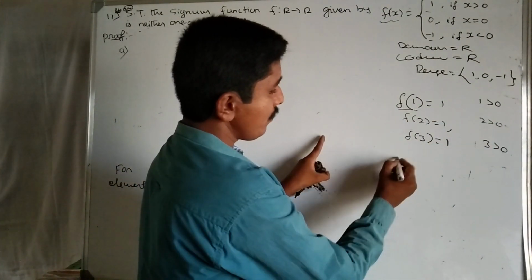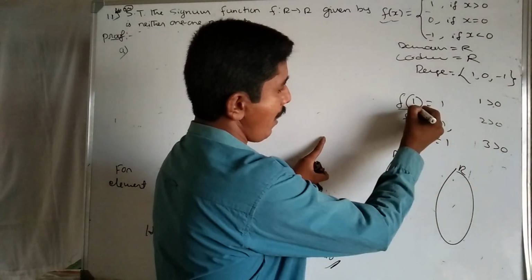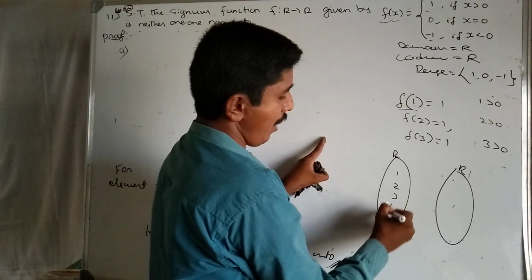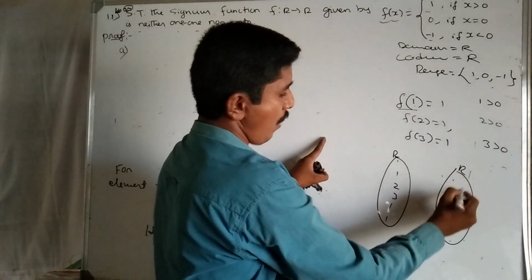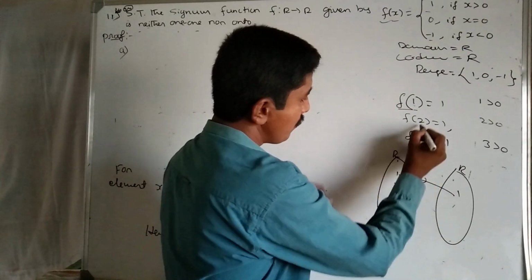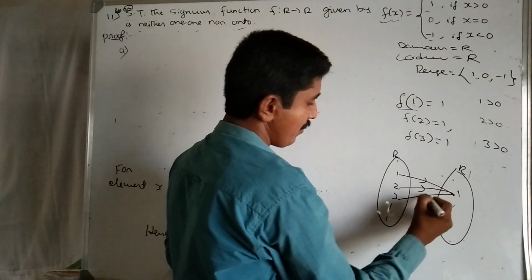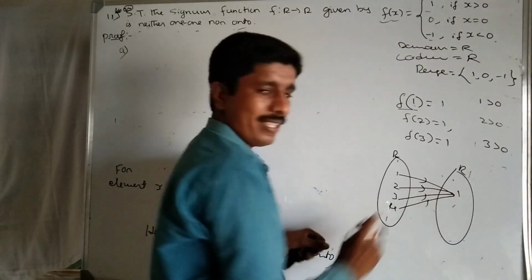Same here. Here, this is domain, codomain. Domain elements 1, 2, 3, and so on, infinite. Here range value 1. 1 is mapping with 1. 2 is mapping with 1. 3 is mapping with 1. And 4 is mapping with 1, like that.